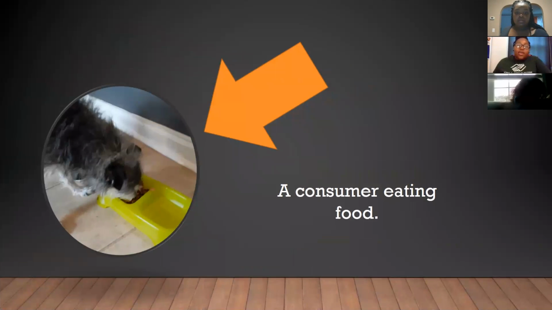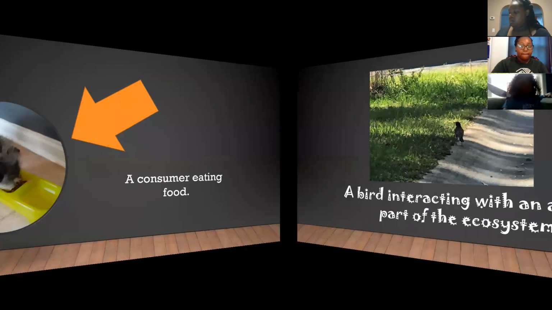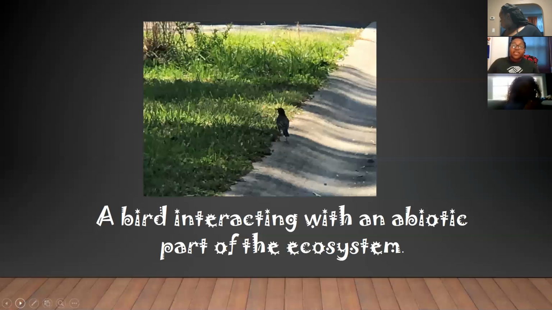All right, I have a picture of a dog here eating dog food. A consumer eating food is what this picture is showing. Once again, I said humans and animals are considered consumers. Remember when we were talking about abiotic parts of the ecosystem? Here is a bird interacting with an abiotic part of the ecosystem. It's just standing on the gravel outside.